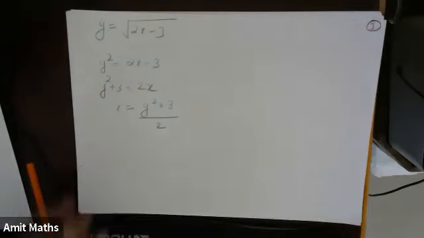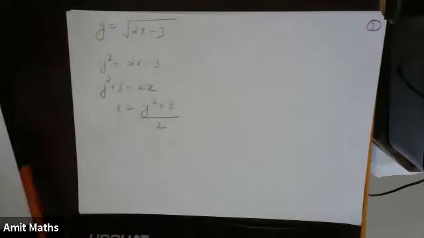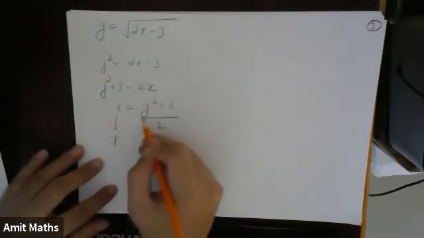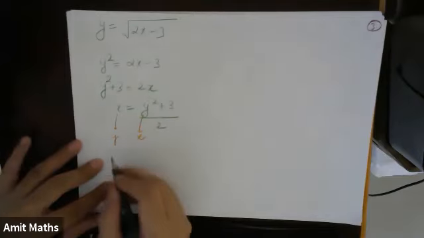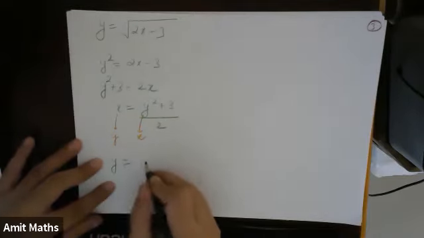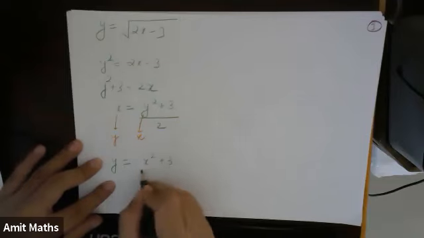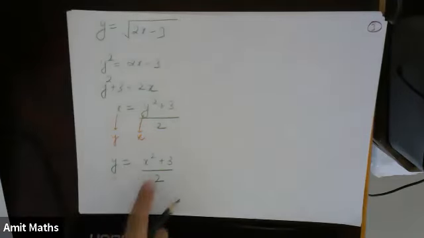Now what I will do? I will change x as y and I will change y as x. So this will become y is equals to x square plus 3 by 2.